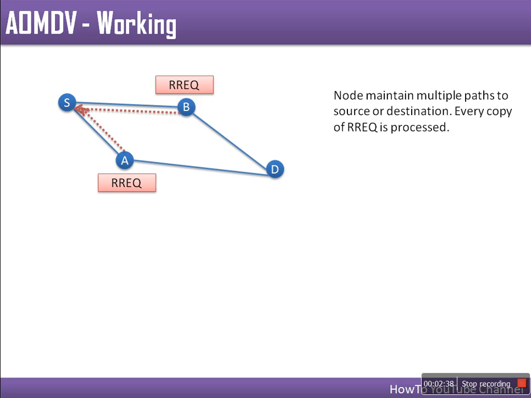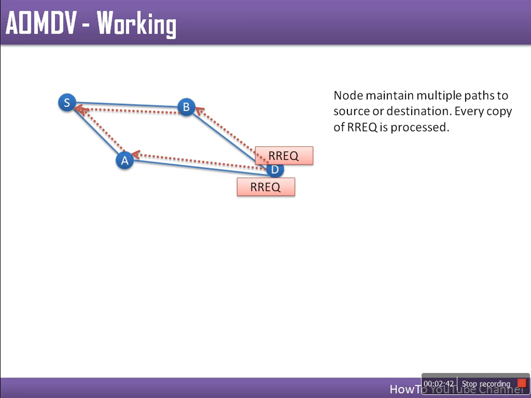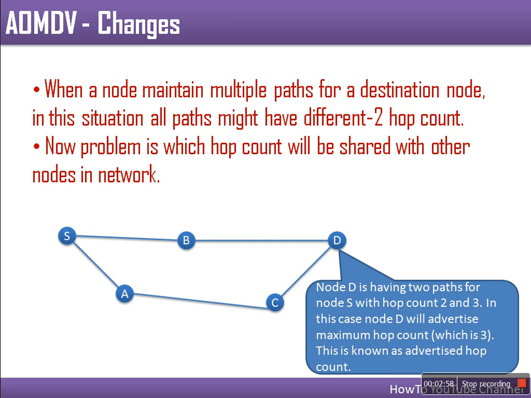So here is how things work. Node D is receiving two route request packets, so it will set two paths. So this node has two options. It can send its data either using this path or using this path. This is the way AOMDV is different from AODV routing.